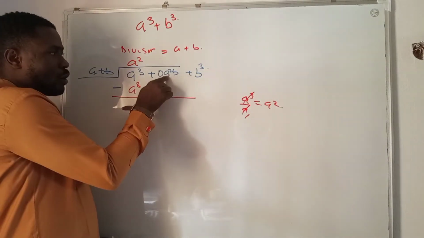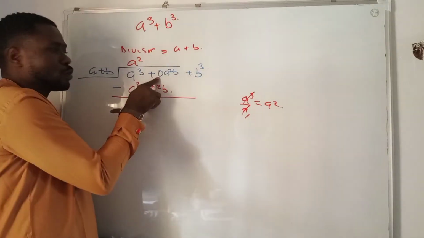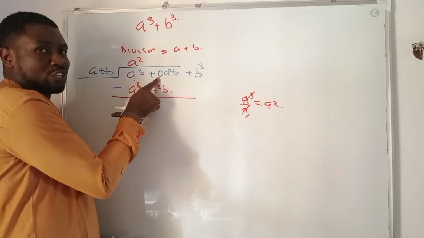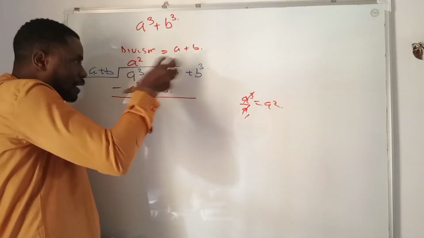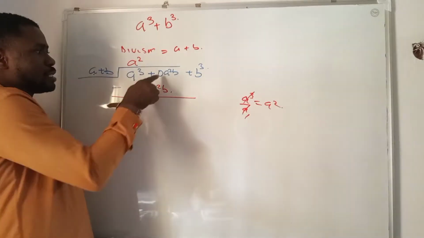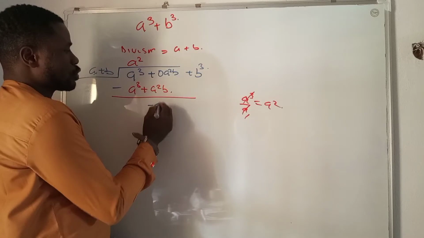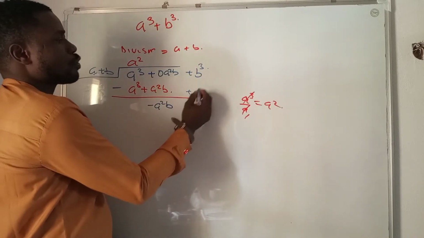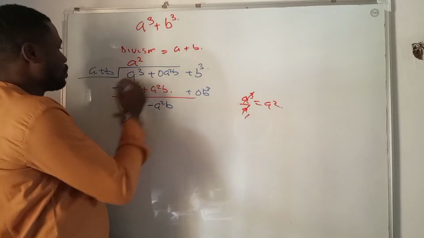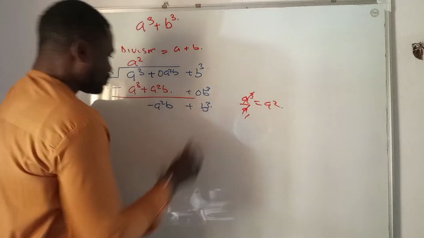So 0, I have introduced a squared b, but what I introduced comes with 0 as its coefficient, so that 0 times this will turn to 0. It means that it does not affect what we were given. So 0 minus a squared b will give us minus a squared b. And then b cubed minus 0 here. There is 0 b cubed here. This b cubed minus this 0 will give us plus b cubed.